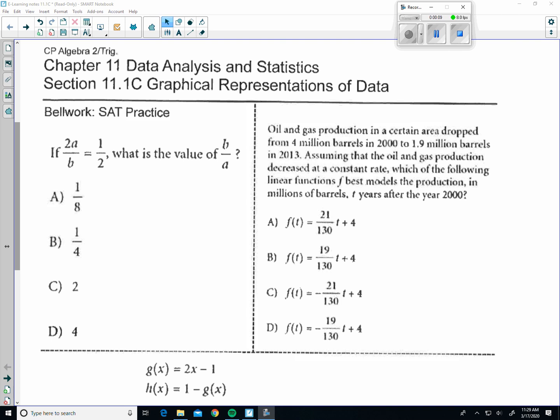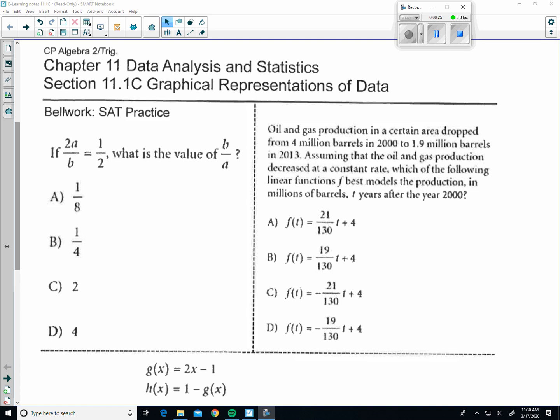We are in our third e-learning activity here for Algebra 2 College Prep. We're still in Chapter 11. We're going to have a nice review over data analysis and statistics. We'll start with 11.1, see a little graphical representation of data.